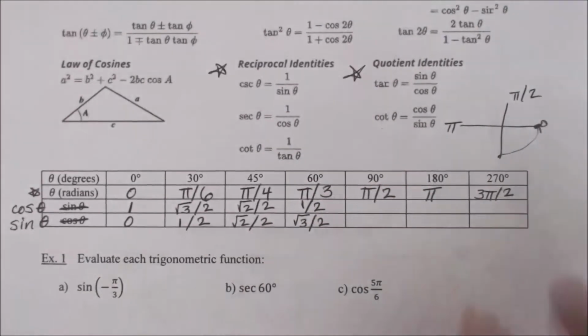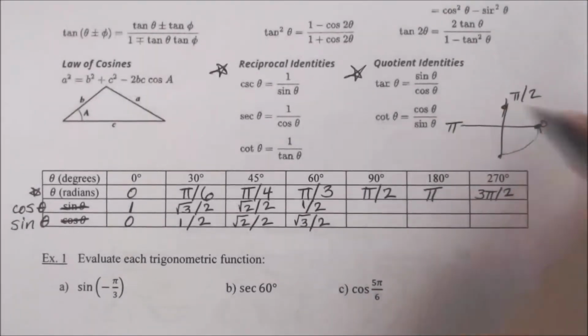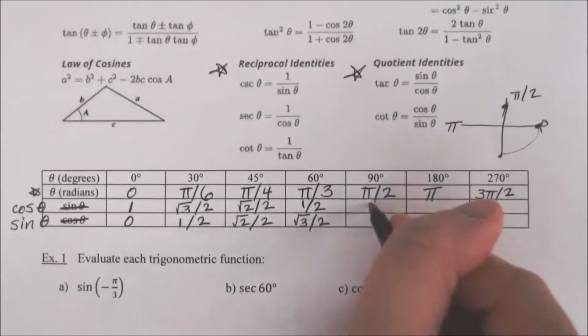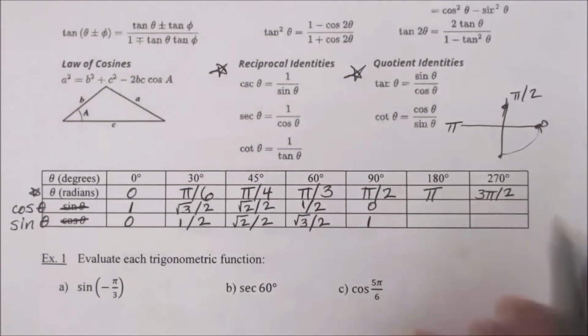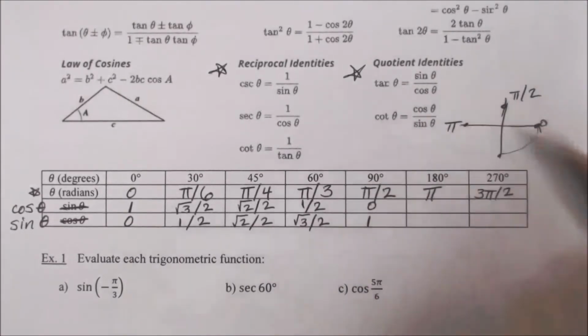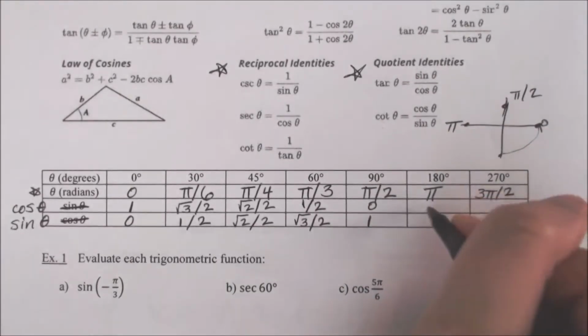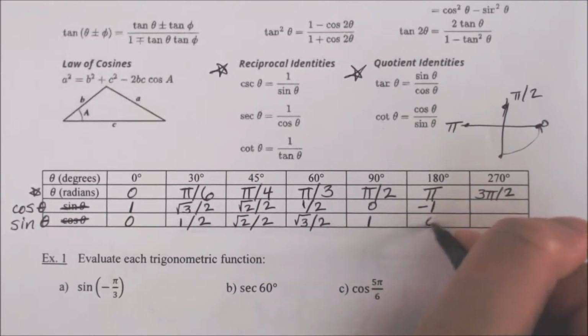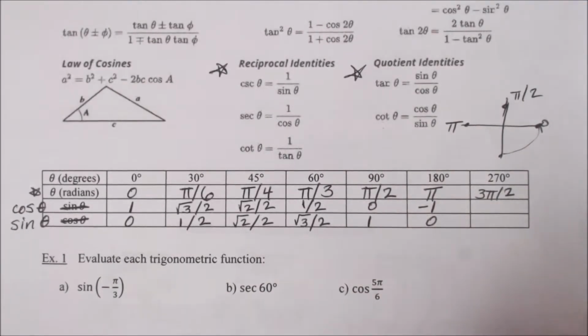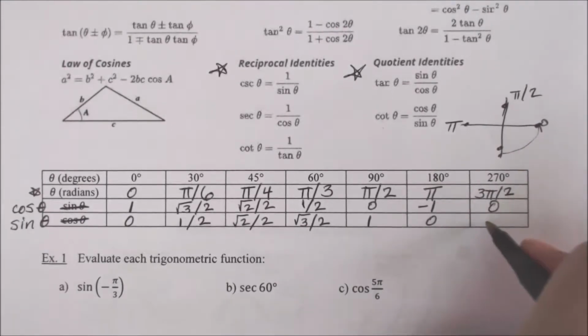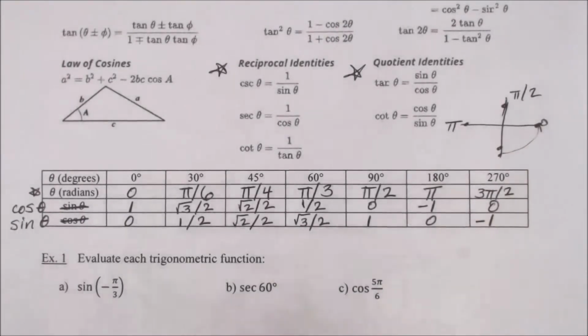And then at the top at 90 degrees, that's the top of your circle up here, you're on the y-axis, so your cosine is 0 and your sine is 1. At pi, you're over here on the negative side of the x-axis, so you go to -1 for the cosine and 0 for the y, or the sine value. And then at the bottom at 3 pi over 2, you're at 0 for cosine and -1 for sine. And then it starts over at 1, 0.